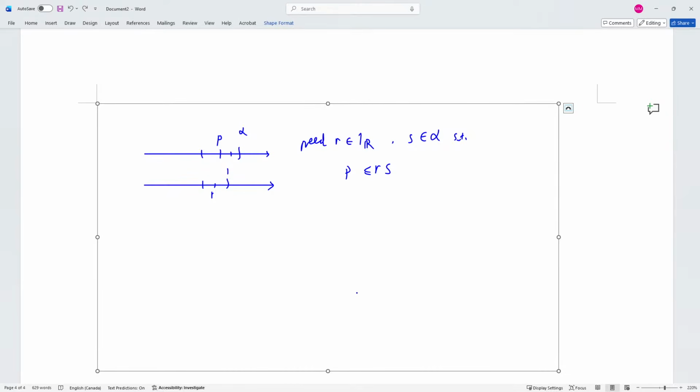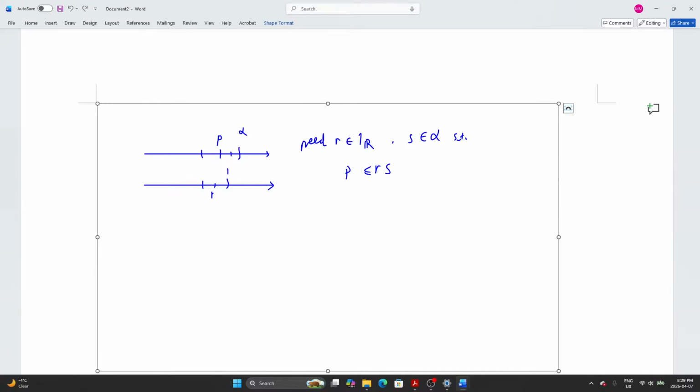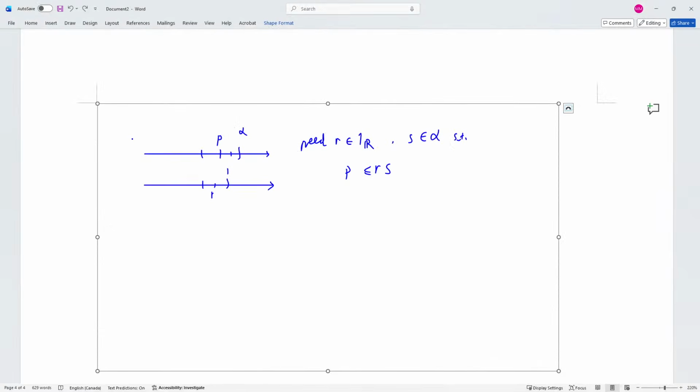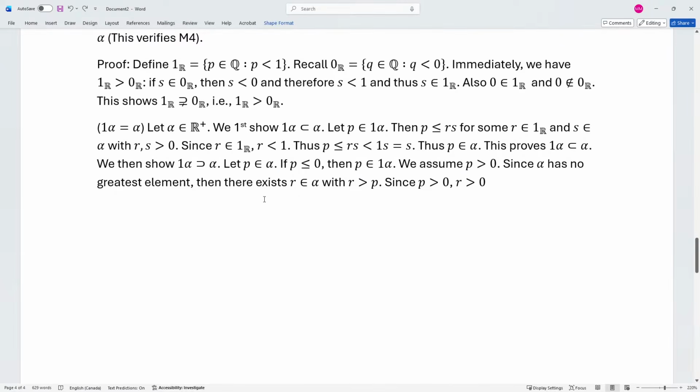Actually, you know what? Let me refer to, hang on, there's a question. Q is in 1R. So Q is in 1R. If Q is in 1R, then what? Q is less than 1, right? You said Q is in 1R, then that means Q is less than 1. So P is less than R.